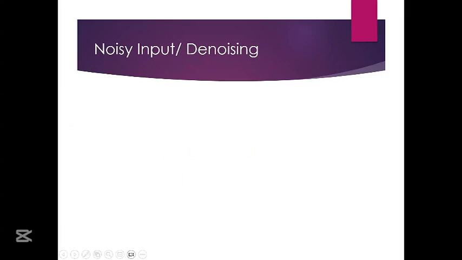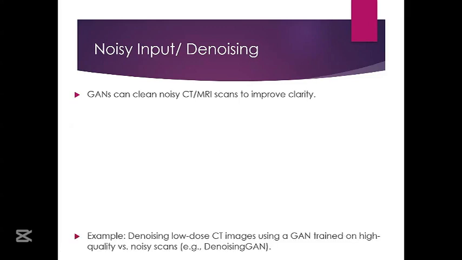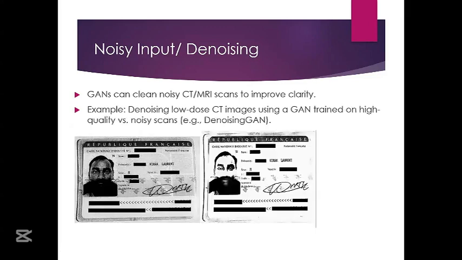Either adding the noise input or denoising, right? So as an example, if you get a CT or maybe an MRI scan, you can use the GAN to reduce the noise, right? This is one example, denoising used on scan images.